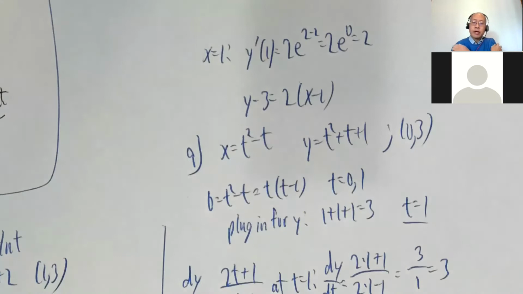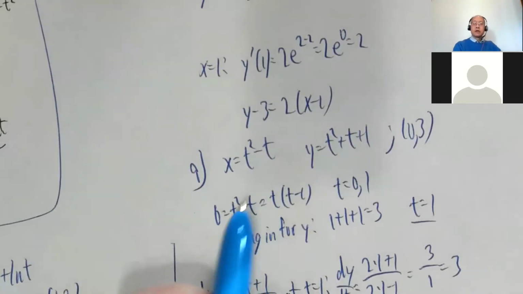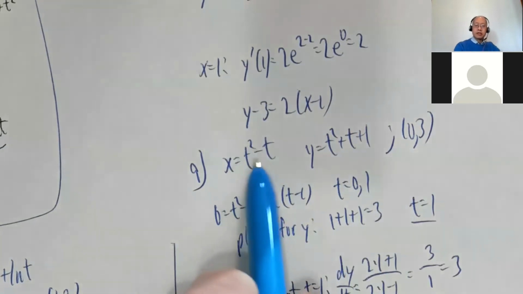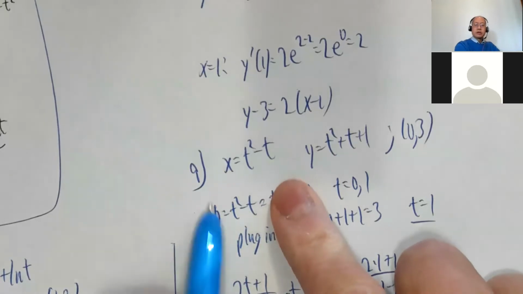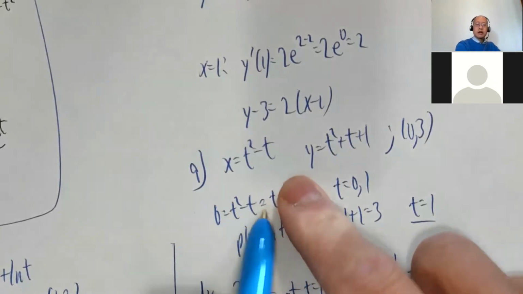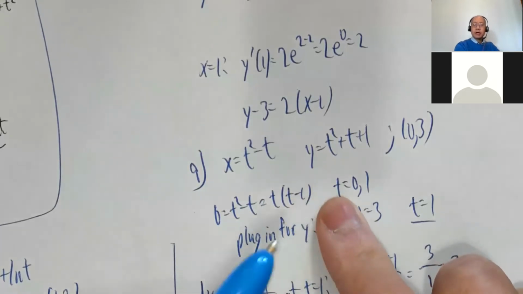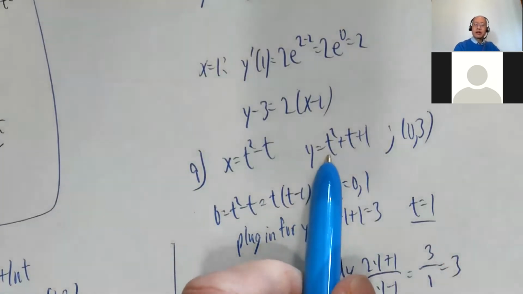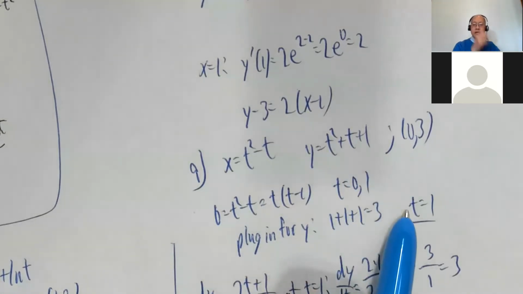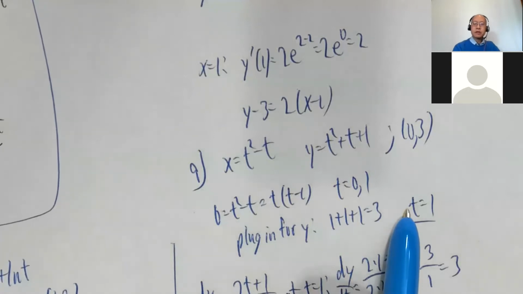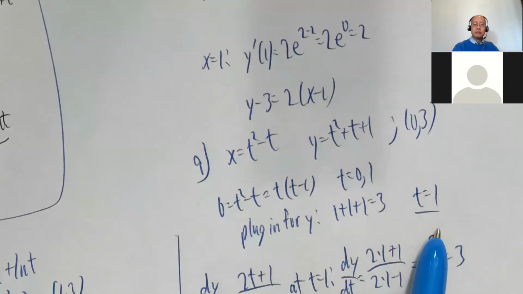Okay, so they give me the point. I want to translate that to a t value once again. So (0, 3): this has to be 0, this has to be 3. So let me solve this for 0. That's easy. 0 equals t squared minus t. Factor out a t. So t equals 0 or 1. But if I plug in 0, I don't get 3. If I plug in 1, I do get 3. So that tells me t equals 1. Okay, so when I plug in for t, I'll be plugging in t equals 1.